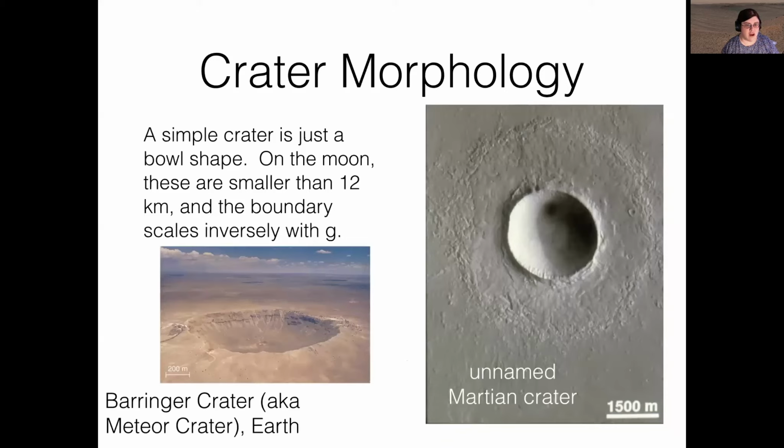So simple craters are bowl shaped. Now on the moon, this means something like a 12-kilometer crater. Now this scales inversely with G. The bigger gravity is on a planet, the more the planet kind of pulls itself together, and the more you get a rebound and reaction, so you get something more than a bowl crater. So this crater on Mars is about 1.5 kilometers across. You have Meteor Crater, which is on Earth, which is about a kilometer across. And for the most part, these are nice, simple bowl-shaped craters.